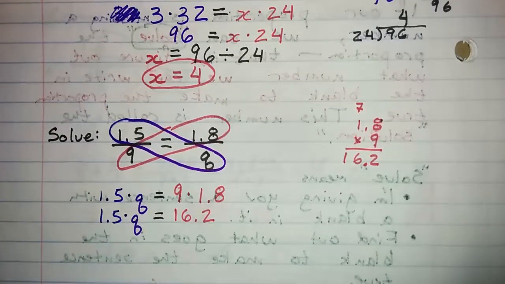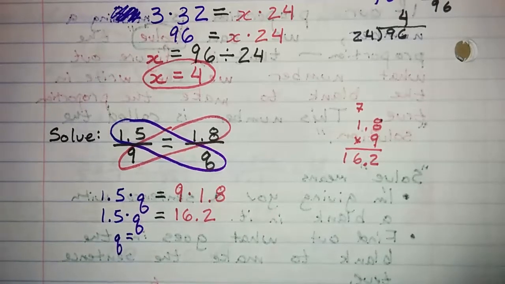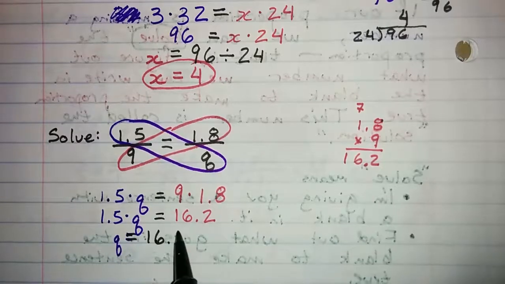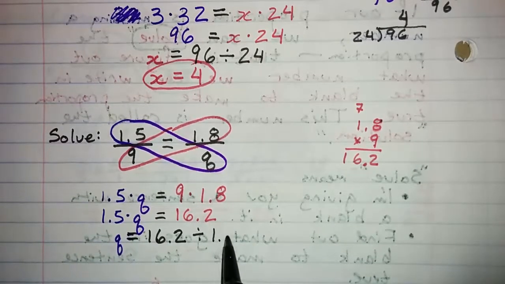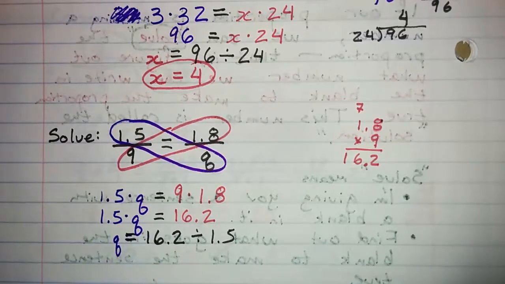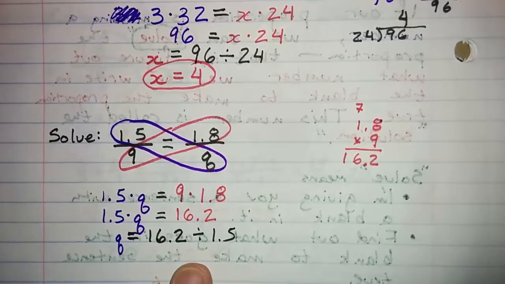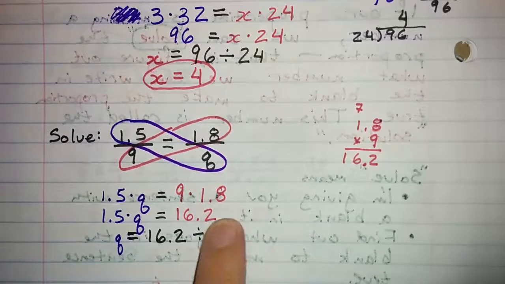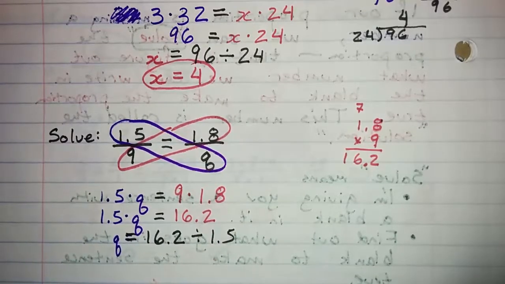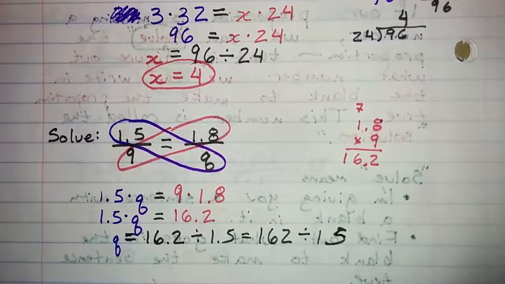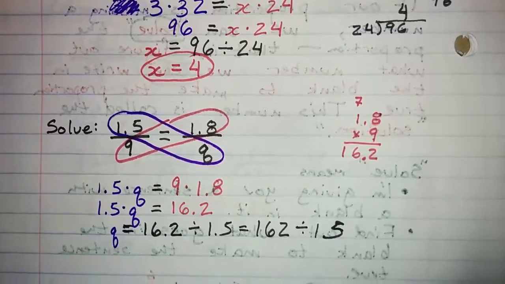How do we find the missing thing in a multiplication problem? We do division. So my q will be 16.2 divided by 1.5. Oh, I'm doing decimal division. Am I allowed to do this decimal division problem? I'm not, right? Because this number is not a whole number. So what do I actually want to do? I want to multiply each of these by 10. The division problem I'm actually going to do is 162 divided by 15.